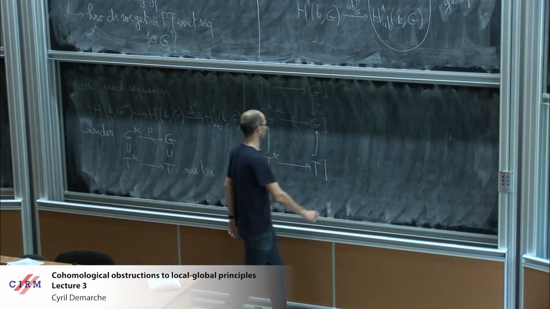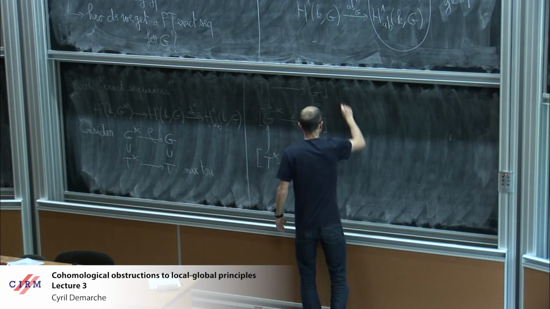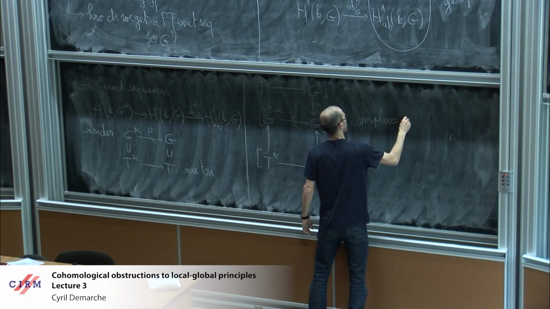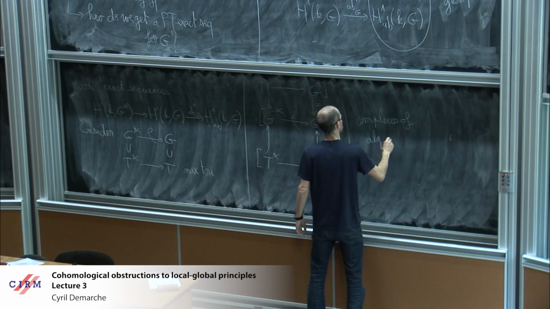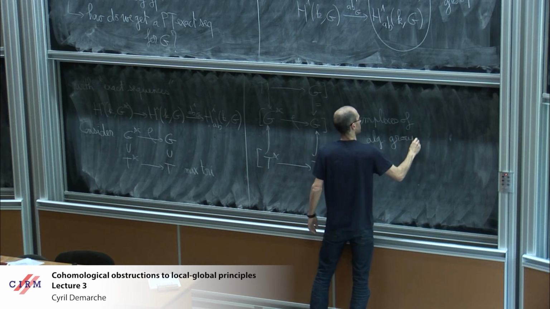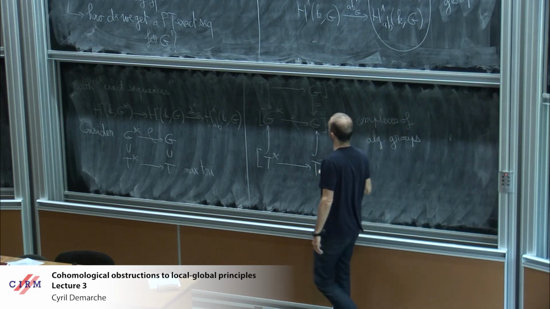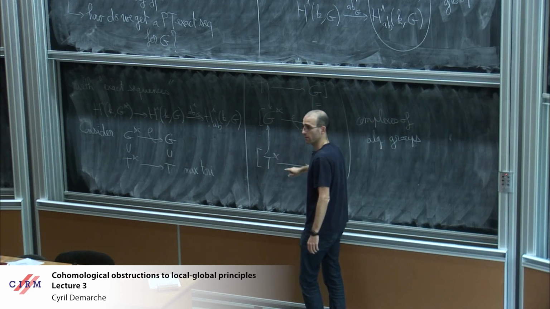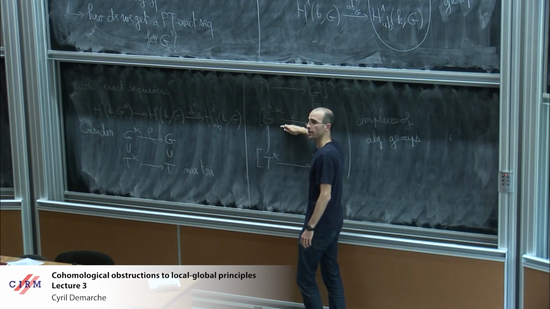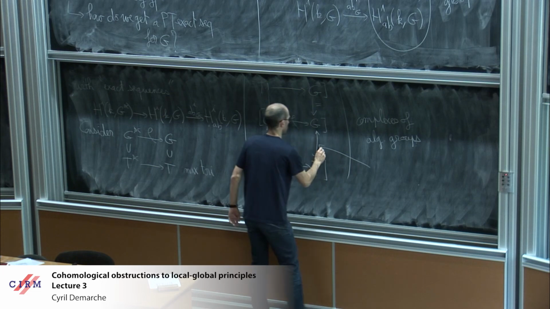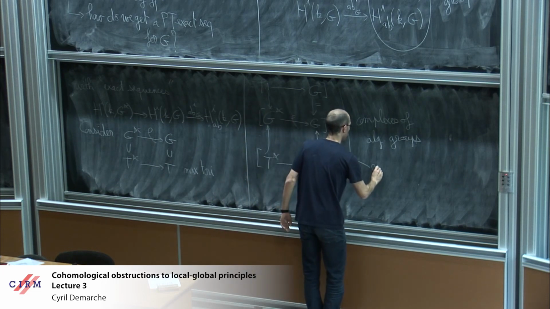But the point is that you consider those as complexes of algebraic groups, and the point is that this map of complexes from here to here is a quasi-isomorphism. So this map here. What is the meaning? Yeah, I will explain.